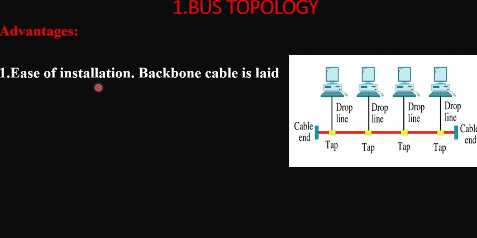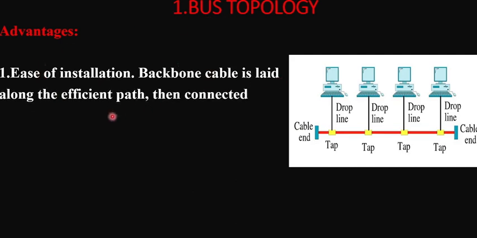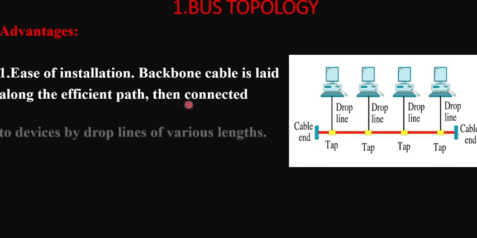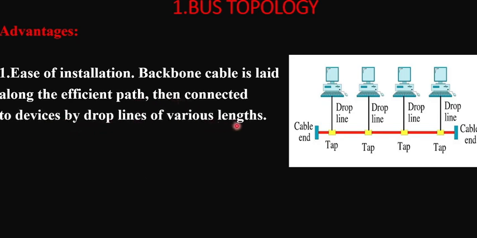Because of ease of installation. The backbone cable is laid along the most efficient path, then connected to devices by drop lines of various lengths. Easily you can install. Only one long cable is needed, nothing else. Using the tap and drop line, the device is connected to this long cable. Without the drop line and tap, you cannot connect computers to this main long cable. Just to connect a computer to this long cable, the drop line is used.